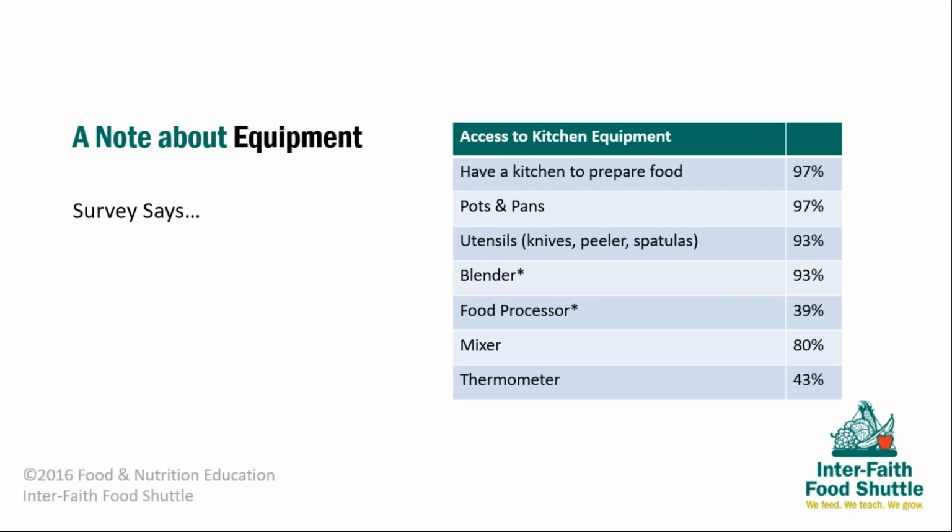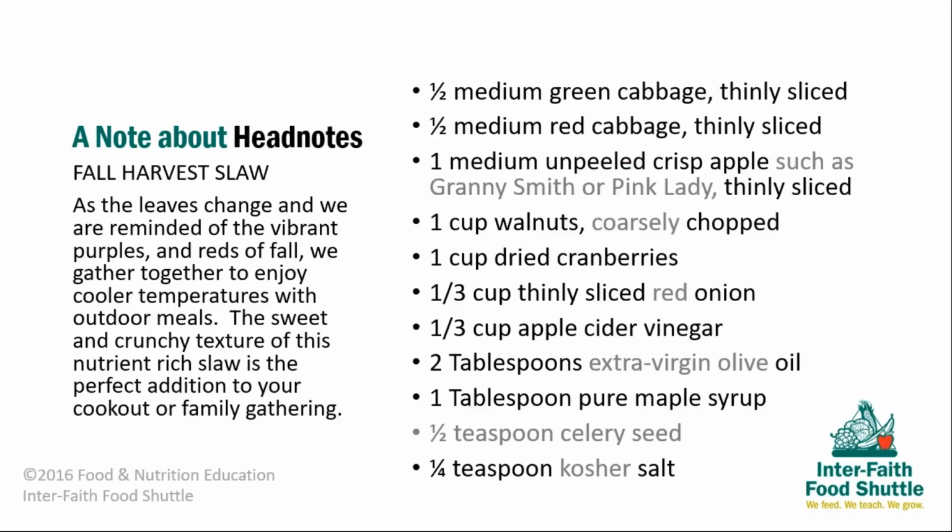43% had thermometers. That may be an accurate number. I feel like it might be a little bit high based on the years of working with participants. So if you're going to require in the recipe that they heat something to a certain temperature, just keep in mind they may not have a thermometer to do that. There could be differences in equipment, so keeping the equipment as simple as possible, to equipment they're likely to have, is going to be the best option.